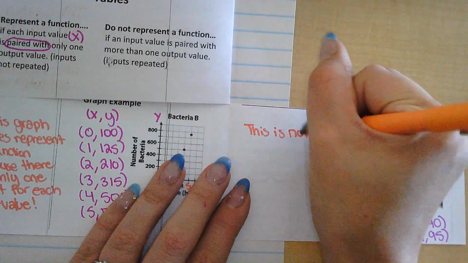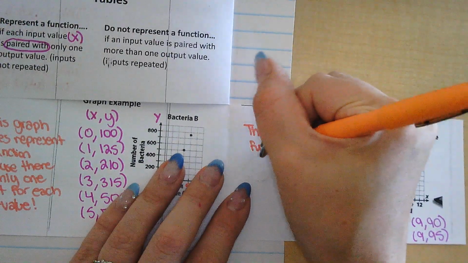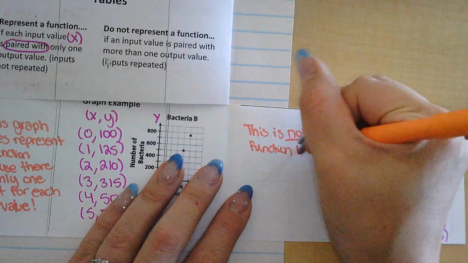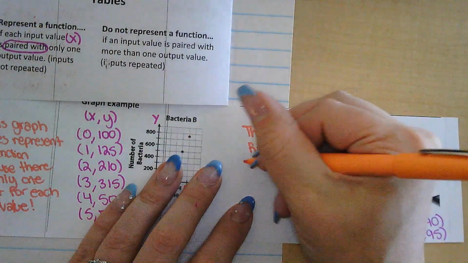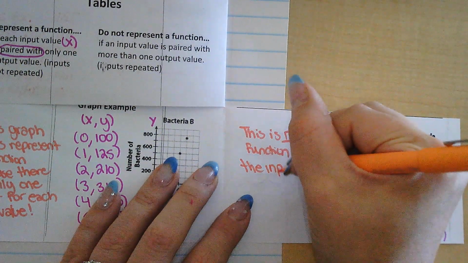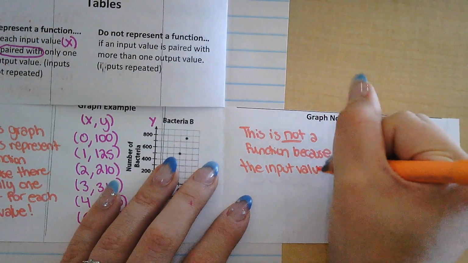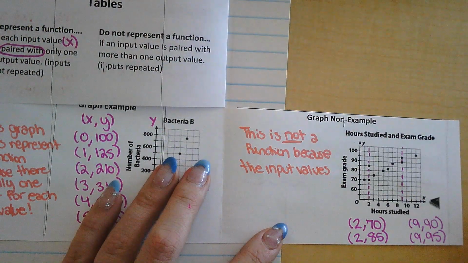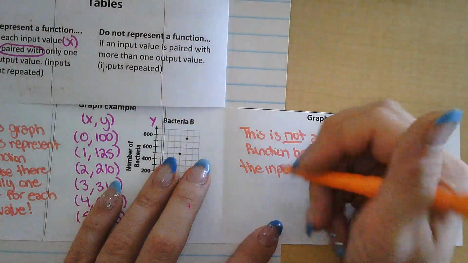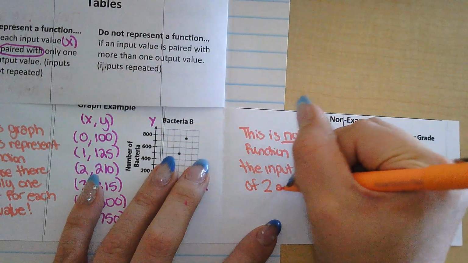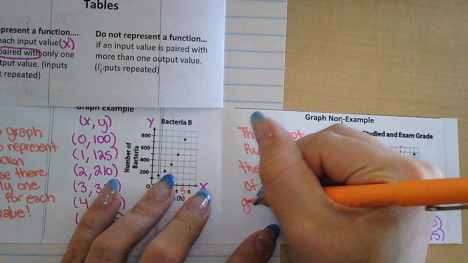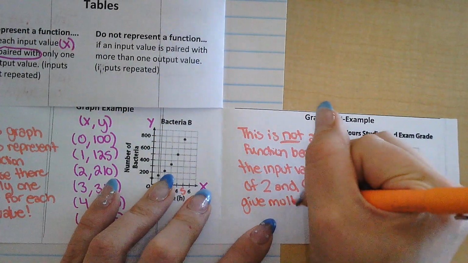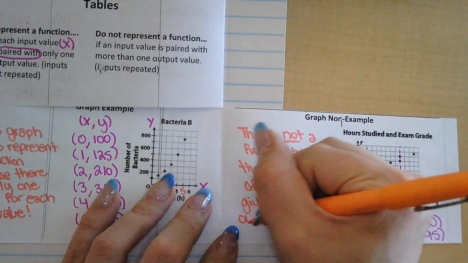So we were right, this is not a function because the input values, which means the same thing as the x values, of 2 and 9 give multiple output values.